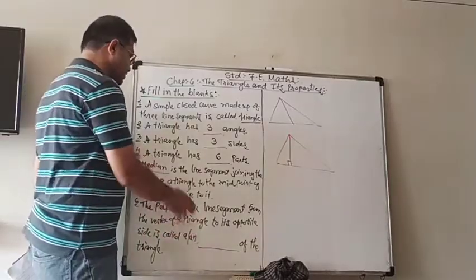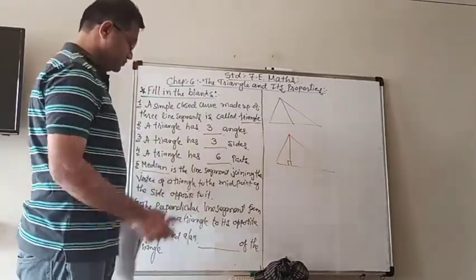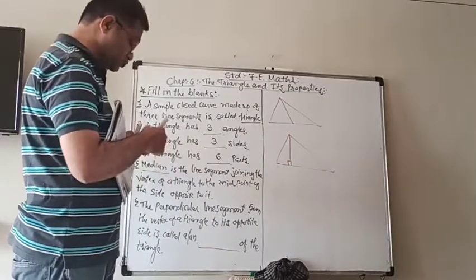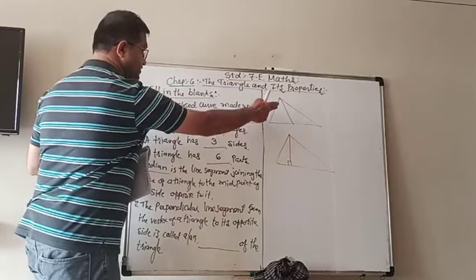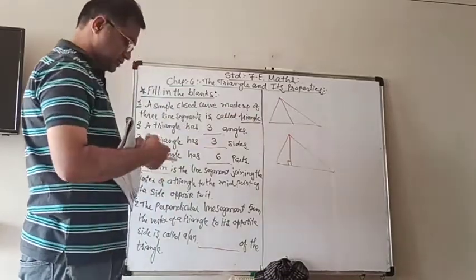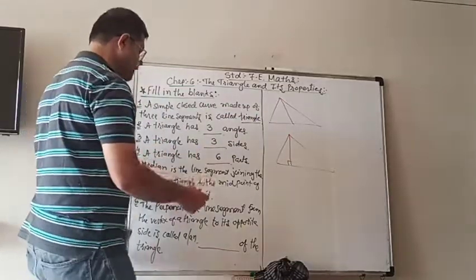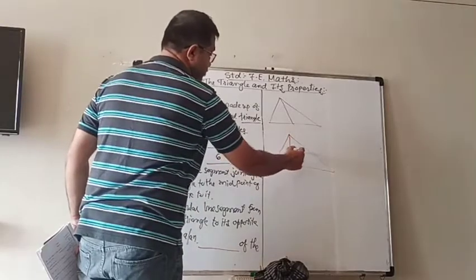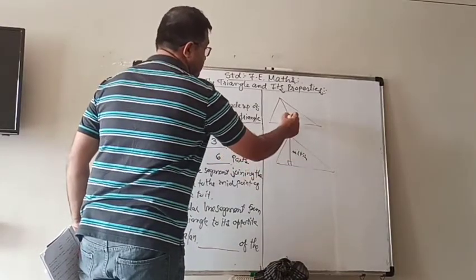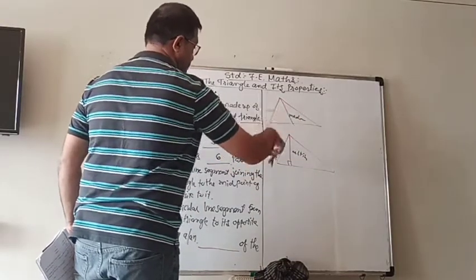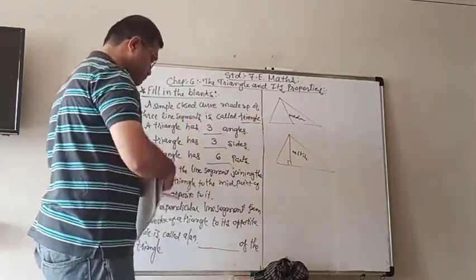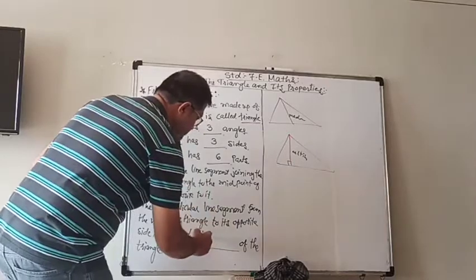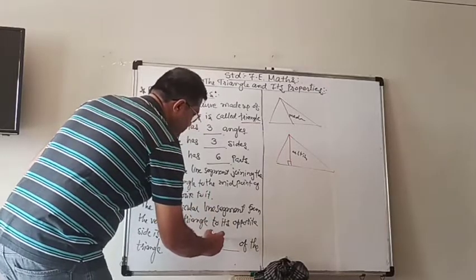You must know about it. Otherwise, if you write a median here, to avoid confusion they write two articles. If the median is there, A median. If it is altitude, N altitude. So your answer is altitude. This is the altitude and that is the median. Those two things must be in your mind. So your answer is altitude.